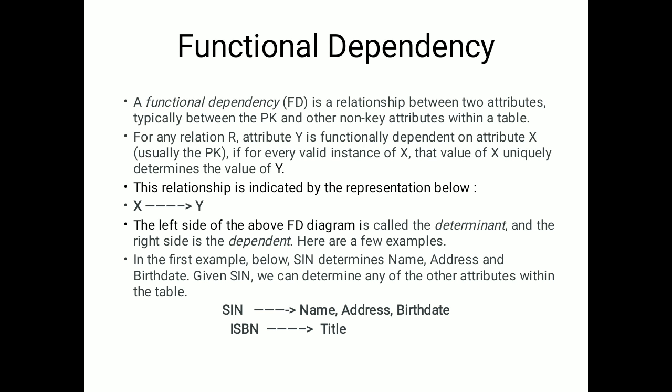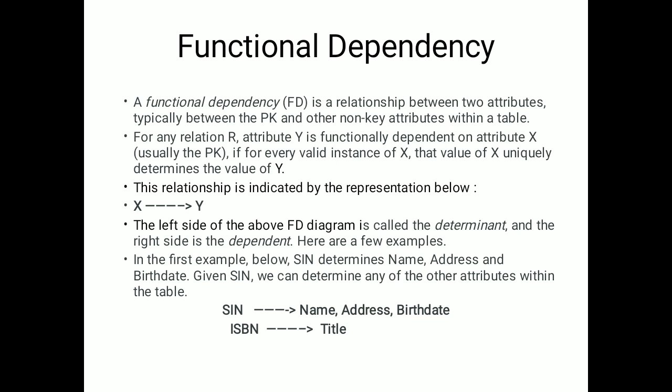If for every valid instance of X, that value of X uniquely determines the value of Y, and this condition is satisfied, then we can say that there is a functional dependency between X and Y. This functional dependency is represented by X arrow Y. That means Y is functionally dependent on X. The left side of the functional dependency diagram is called the determinant and the right side is called the dependent.